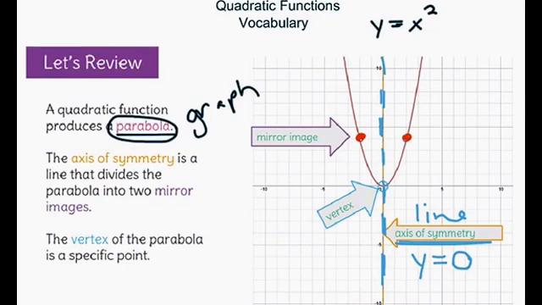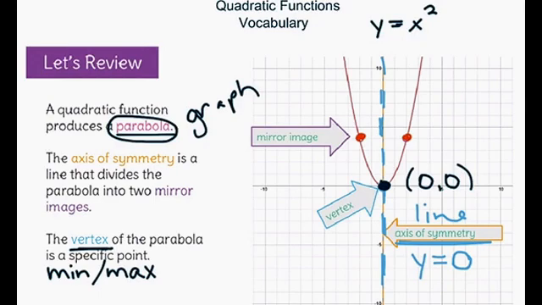All right, we then have vertex. Vertex is going to be the same thing as the minimum or maximum of the parabola. So the vertex here for the parent function is right here. This is at the point 0, 0. Now, in this particular situation, the parabola is opening up, and so my vertex is also a minimum point. If the parabola is opening downward, then the vertex is going to be a maximum point because it's going to be the highest point.